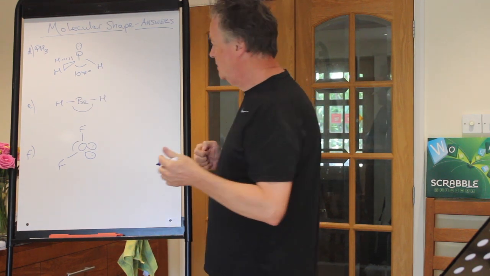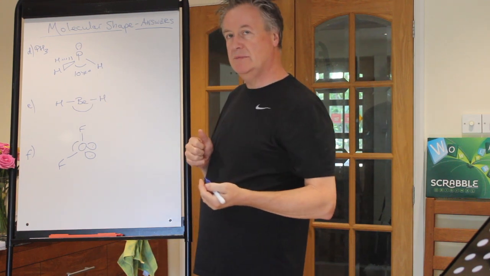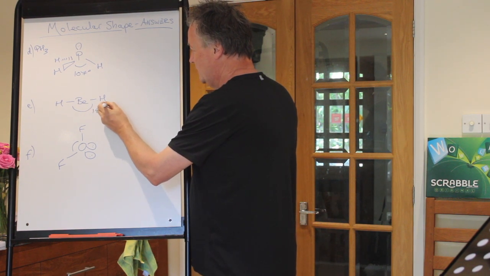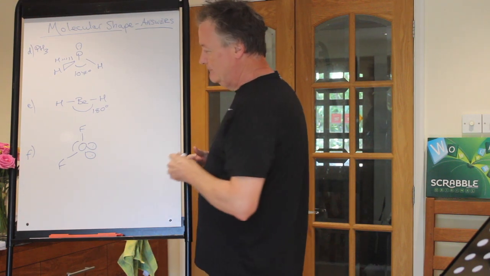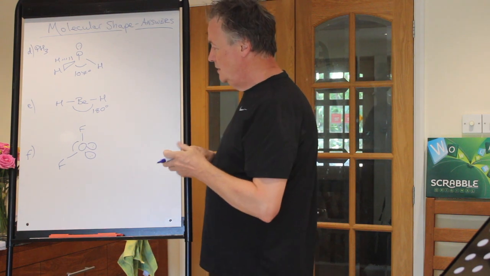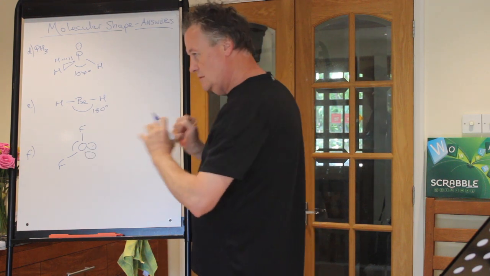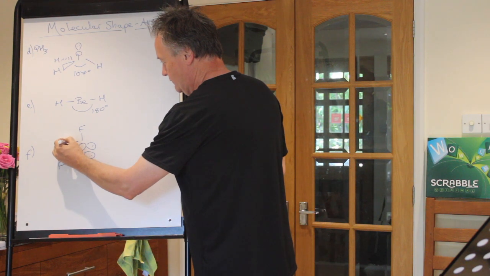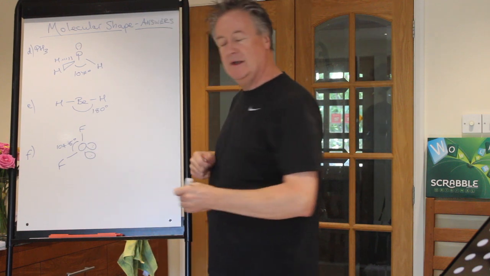BeH2, beryllium hydride, again an unexpected molecule in some respects. No lone pairs on the beryllium, maximum repulsion pushes them away therefore at 180 degrees, and it is linear. F2O, two lone pairs on the oxygen, going to be that 5 degree repulsion, additional extra squeeze up, so that will be 104.5 degrees. There we are.